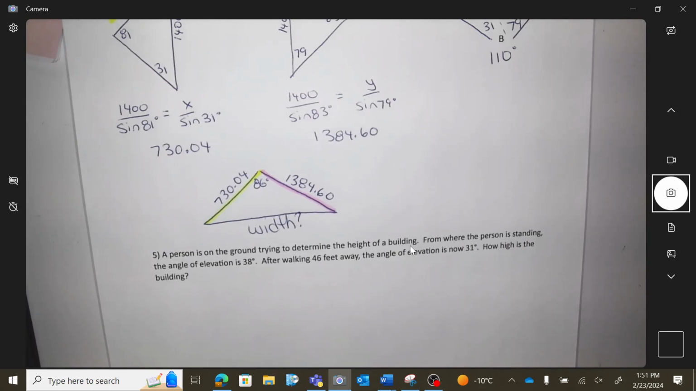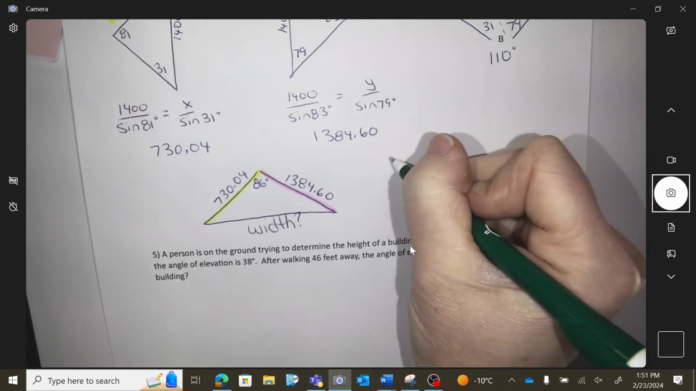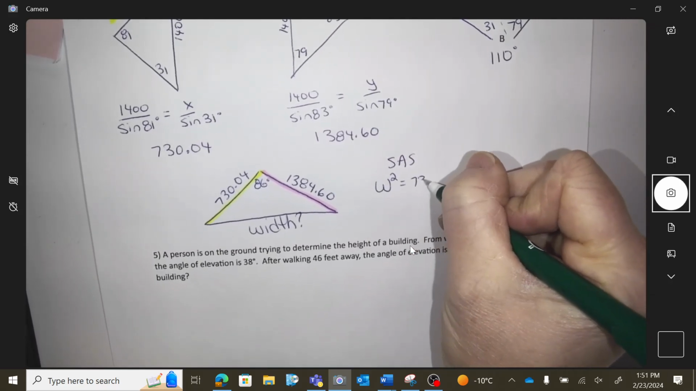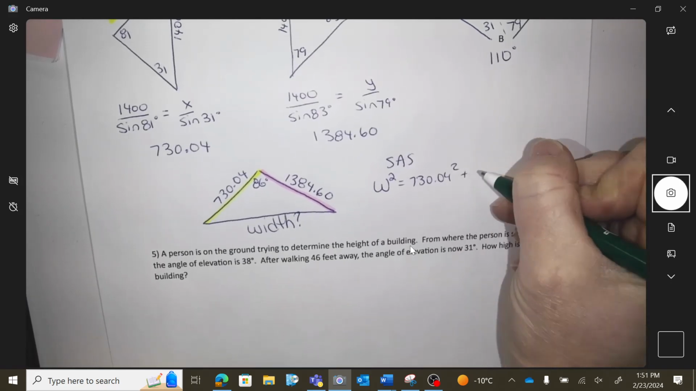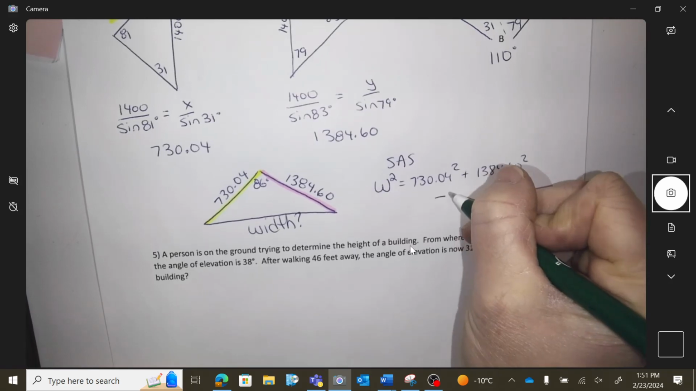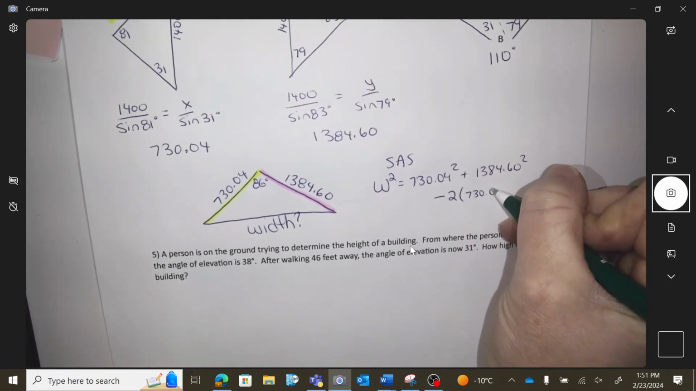What do you see there? Pairs, SAS, triple S? See something? I see a SAS. So this squared plus this squared minus 2. Oh, lots of writing.